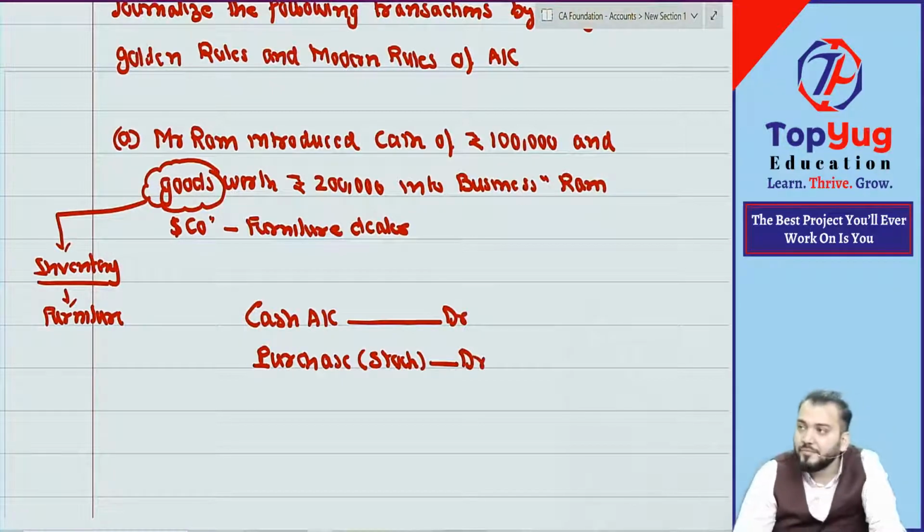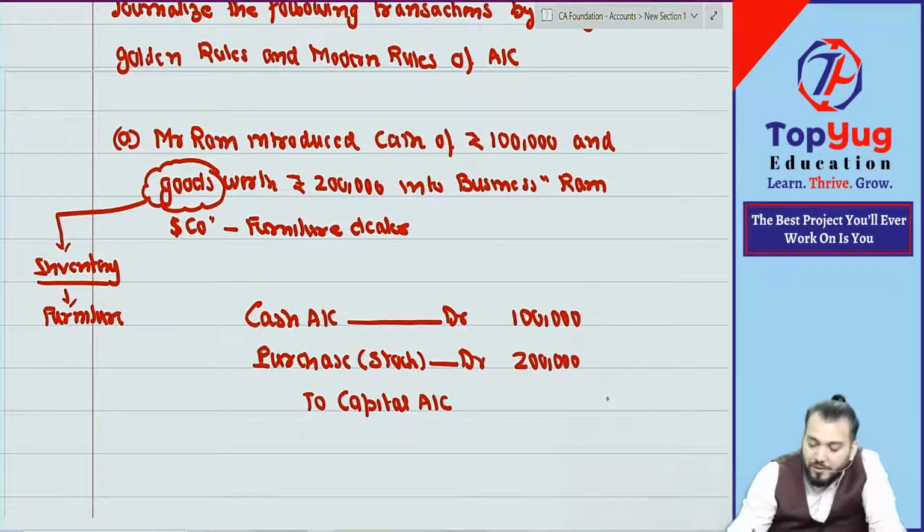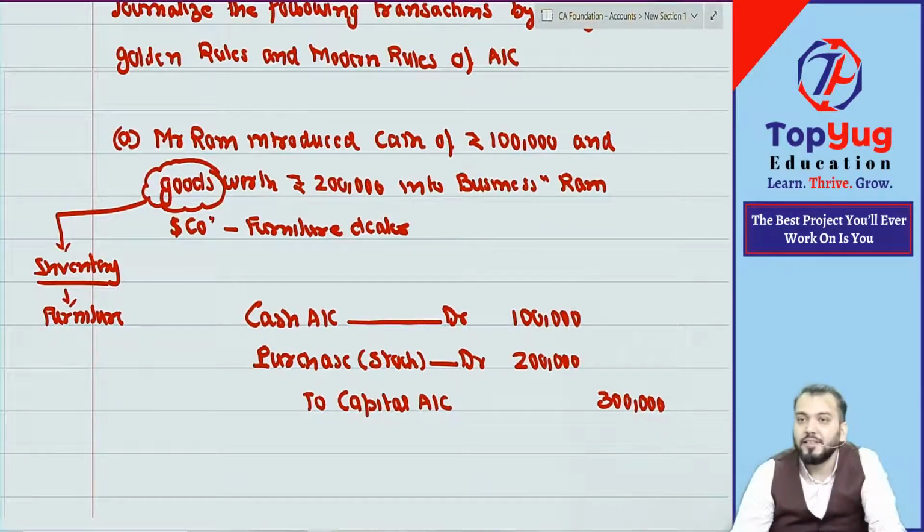To whom? To who has introduced? So, to capital account. Understood? What will be the amount? 1 lakh and 2 lakh. So the amount credited will be 3 lakh.